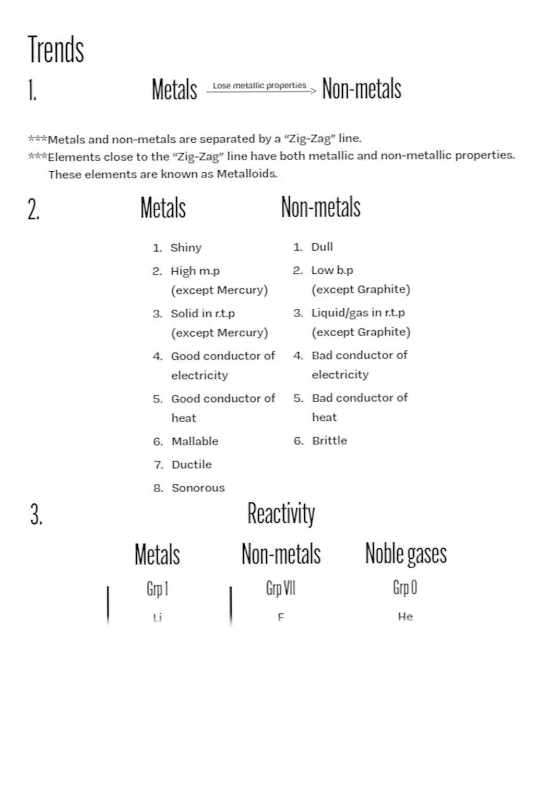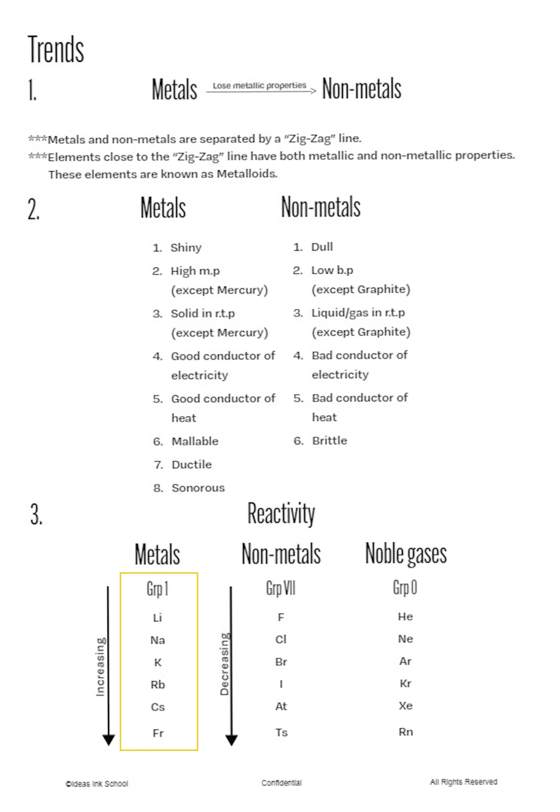Next, we will talk about how the reactivity of elements changes in a group. Reactive metals are found in group 1, while reactive non-metals are found in group 7. However, totally unreactive elements are found in group 0. With regards to metals, reactivity increases down the group. For instance, in group 1, lithium found at the top is the least reactive metal, while cesium and francium at the bottom of the group are the most reactive metals.